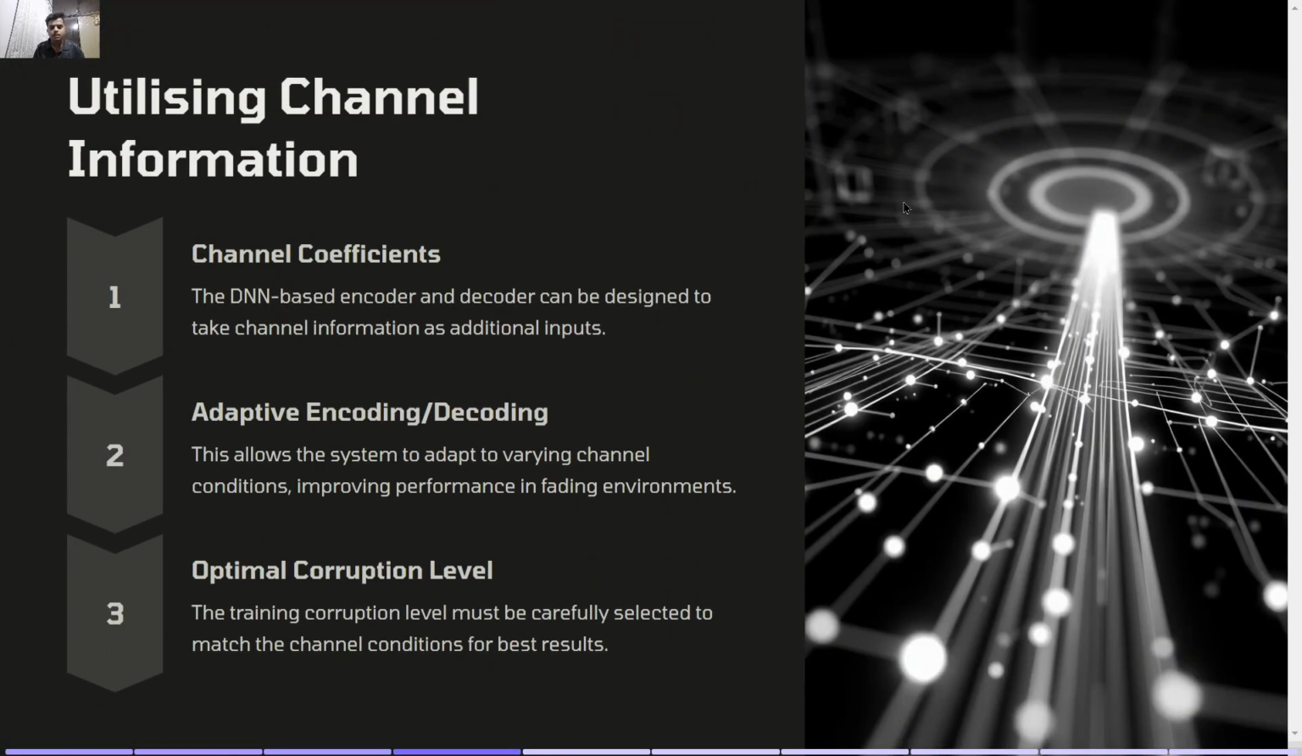Utilizing channel information. Channel coefficients. The DNN-based encoder and decoder can be designed to take channel information as additional inputs. Adaptive encoding and decoding. This allows the system to adapt to varying channel conditions, improving performance in fading environments. Optimal corruption level. The training corruption level must be carefully selected to match the channel conditions for best results.